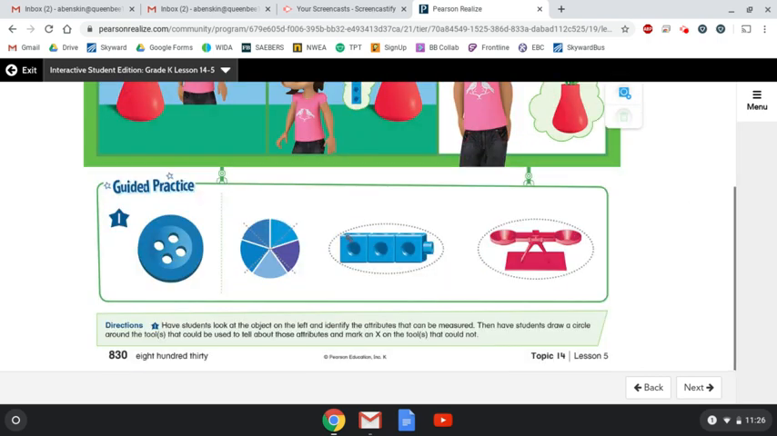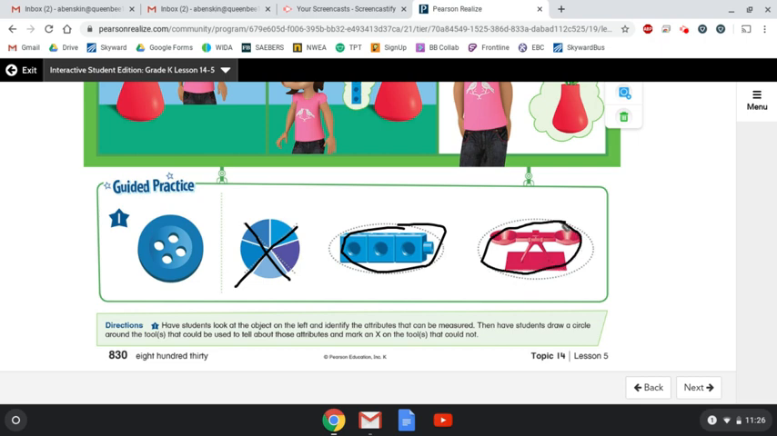So you can't measure the color because that's not something you can measure, but you can measure it with cubes and see how long it is. Or you can measure it with a scale and see how heavy it is. Those two are measurable attributes. Color is not a measurable attribute. All right, let's go on over here.